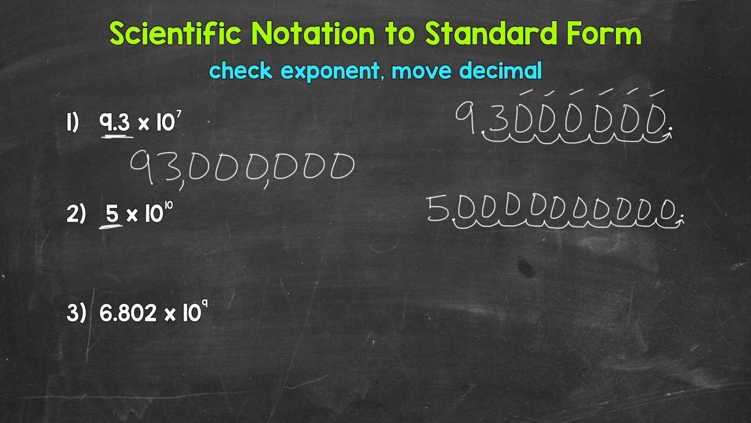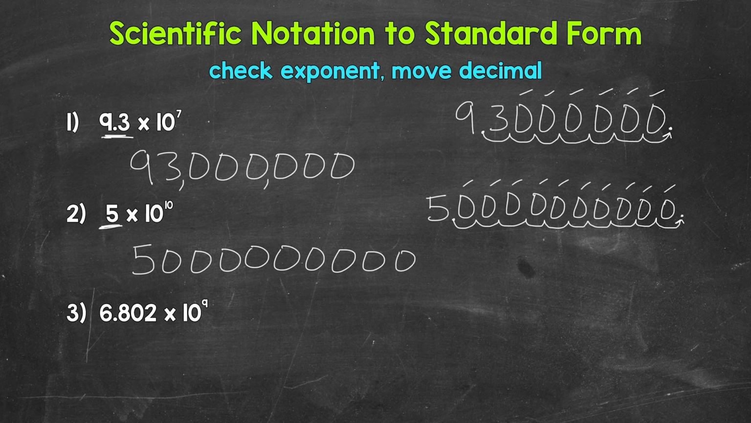And that's our standard form. So let's rewrite this. We have 5 and then 10 zeros. Now we can put in the commas. So a comma right here, and right here. So we have 50 billion for number 2.